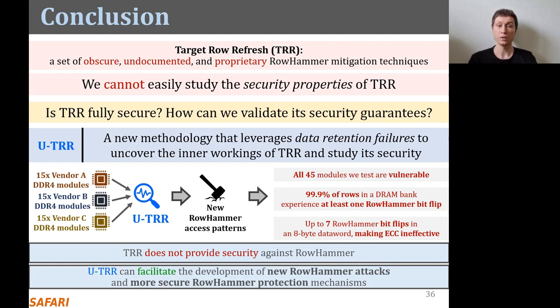We believe and hope that U-TRR will facilitate future research by enabling rigorous and open analysis of RowHammer mitigation mechanisms, leading to the development of both new RowHammer attacks and more secure RowHammer protection mechanisms.